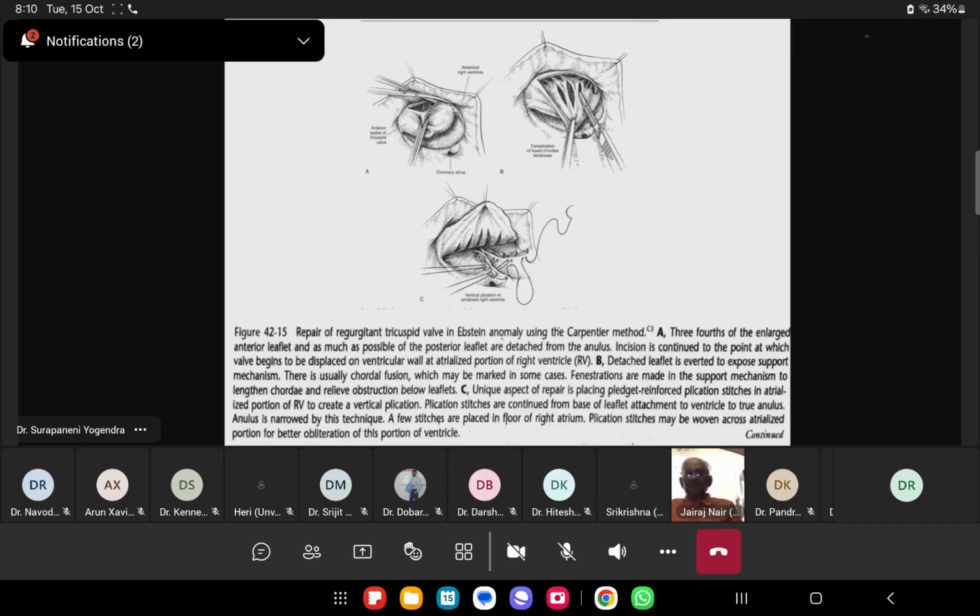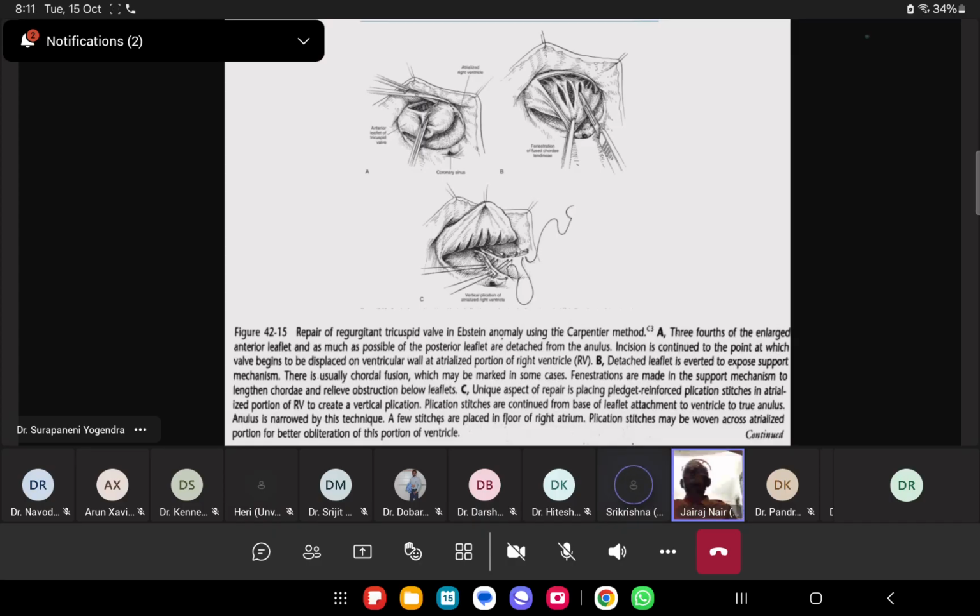Plication stitches are continued from the base of the leaflet attachment to the true annulus. The annulus is narrowed by this technique. A few stitches are placed in the floor of the right atrium. Plication stitches may be woven across the atrialized portion for better obliteration of this part of the ventricle.